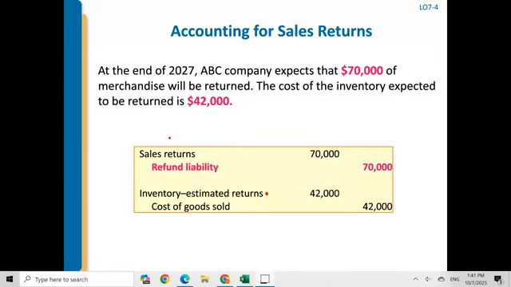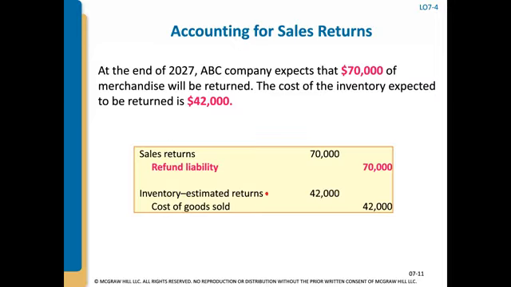Additionally, if I have to estimate how much of my inventory may be returned, I have to record that. And so here at the end of 2027, ABC company expects that $70,000 of merchandise will be returned. So this is not actual returned merchandise, it's just expected. And so we have to book a debit sales return, which is a contra sales account. We learned about that in a previous chapter, and credit refund liability.